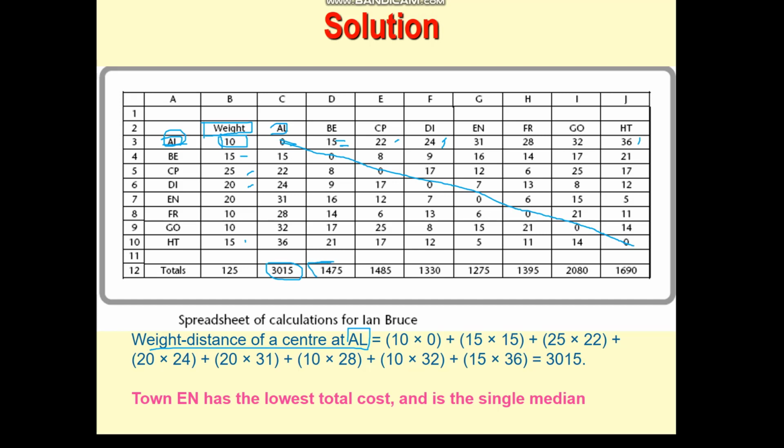Here is the total weight distance of a center at DE. So we compare those numbers, and you can see that if we locate the facility, the logistics center, in EN, it will give the smallest value of the weight distance. So we choose EN to be the single median.